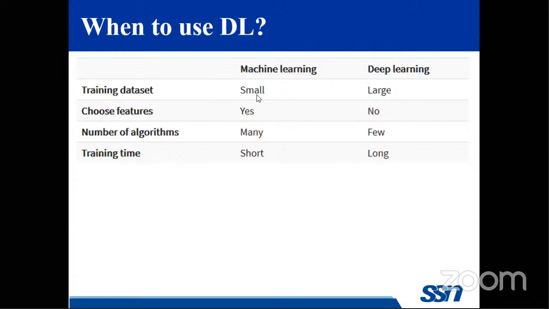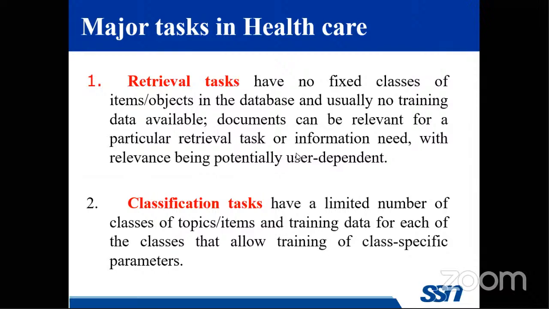The training data set is small, large feature choosing features is possible in machine learning, whereas in deep learning it is not possible. And the number of algorithms keeps on growing in the case of deep learning, and training time is longer. And in order to reduce this longer training time, absolutely we should have high power computing. So you can go with any workstations kind of stuff.